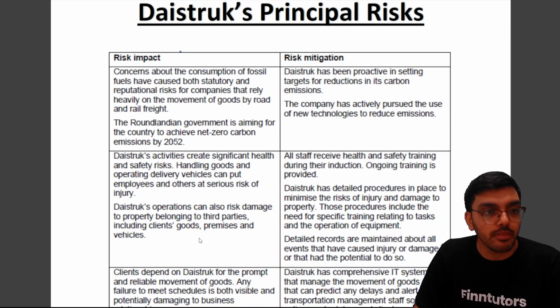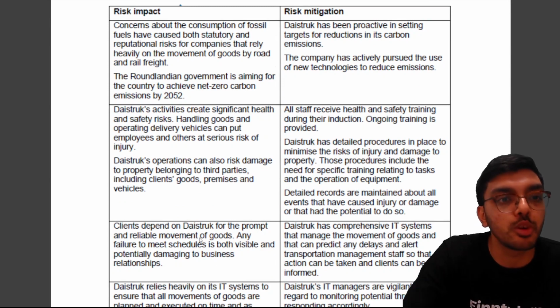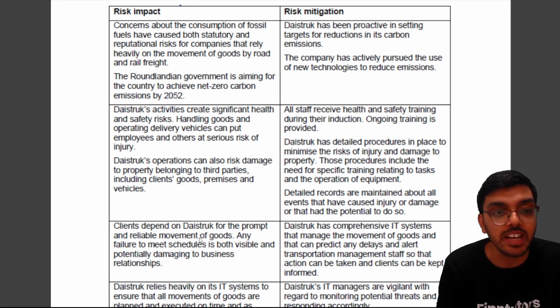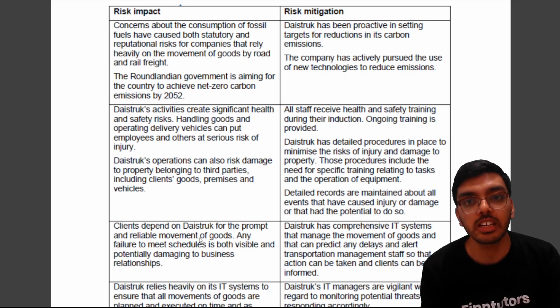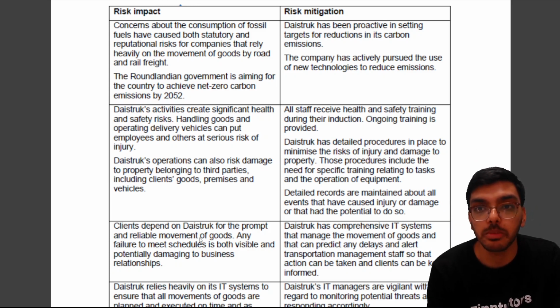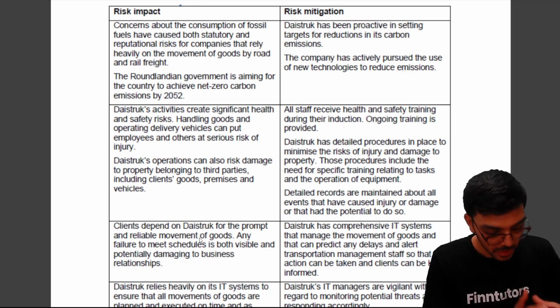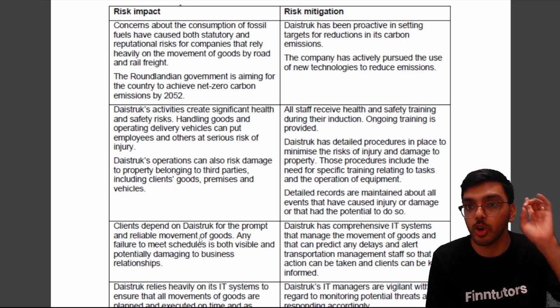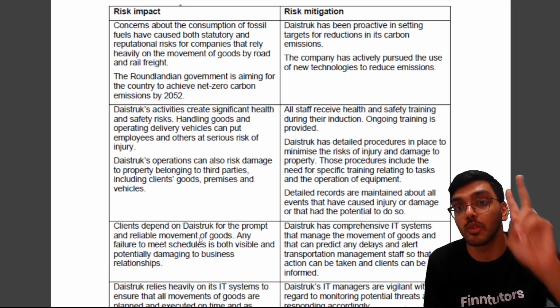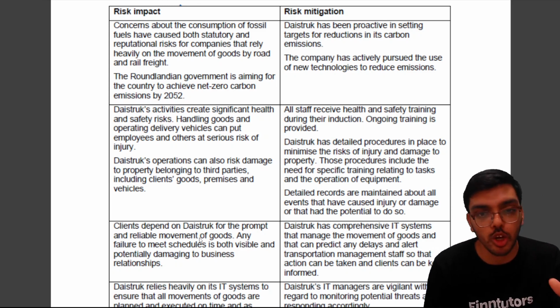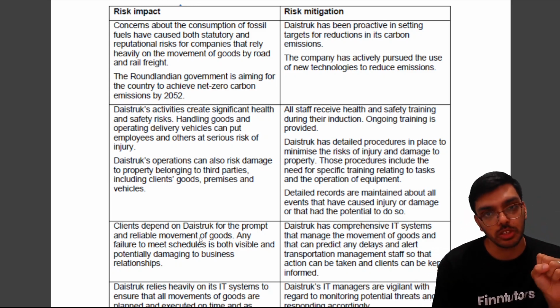First risk they identify is concerns about the consumption of fossil fuels. The Roundlandian government is aiming for the country to achieve net zero carbon emissions. So Daistruk has been proactive in setting targets for reductions in its carbon emissions. The company has actively pursued the use of new technologies to reduce emissions. Remember, sustainability is a big question mark. I have already spoken about your CSR stance, and over here they're telling you that you have made an investment in new technologies to reduce emissions.